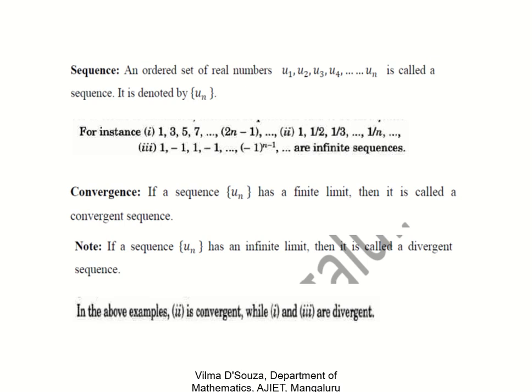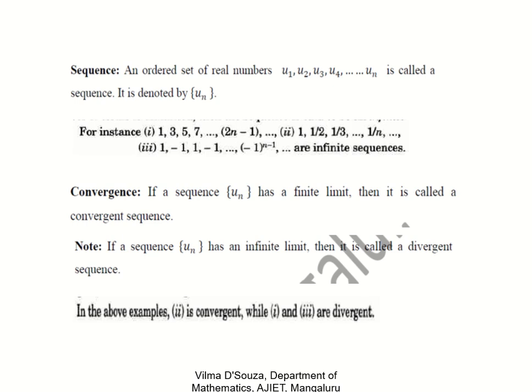An ordered set of real numbers u1, u2, u3, u4, etc., un is called a sequence and it is denoted by the set {un}. A set of real numbers in this order is regarded as a sequence and we use this notation to denote that particular sequence. This notation is read as sequence un, that is u1, u2, etc.